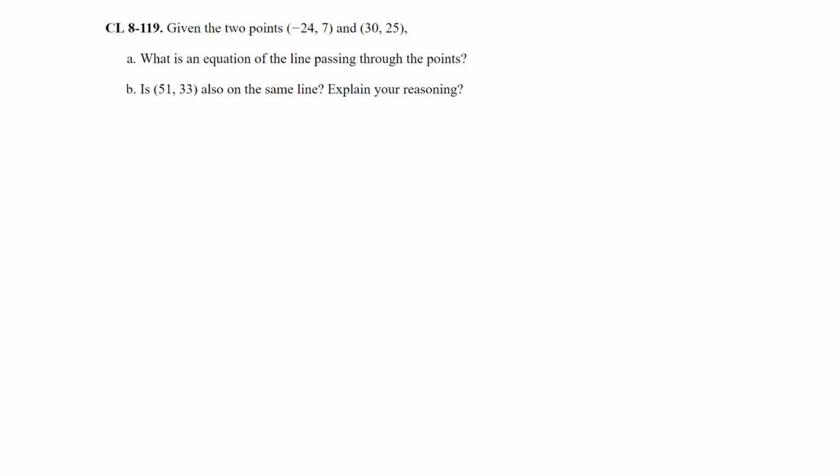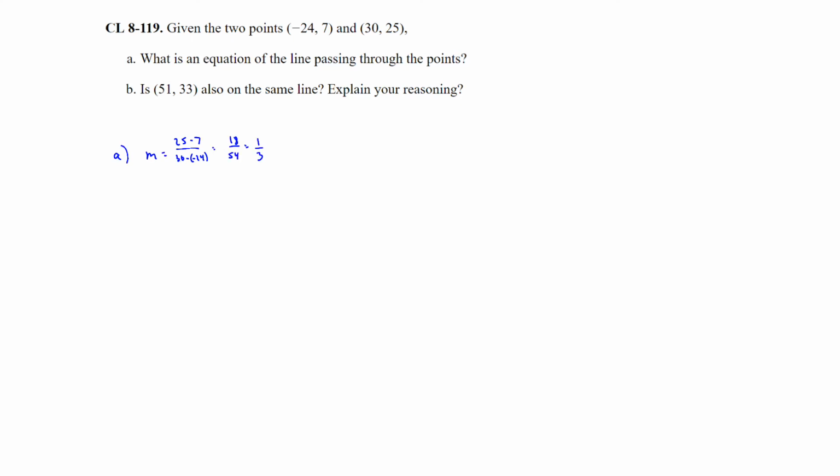Question 119. Given the 2 points, what is the equation of the line passing through the points? And then is the point 51, 33 also on the same line? So to be able to write the equation, given 2 points, we want to find the rate of change. So we can take 25 minus 7 divided by 30 minus negative 24. So this would give us 18 divided by, and since it's minus a 24, you can add, that would be 54. And that will reduce to 1/3.